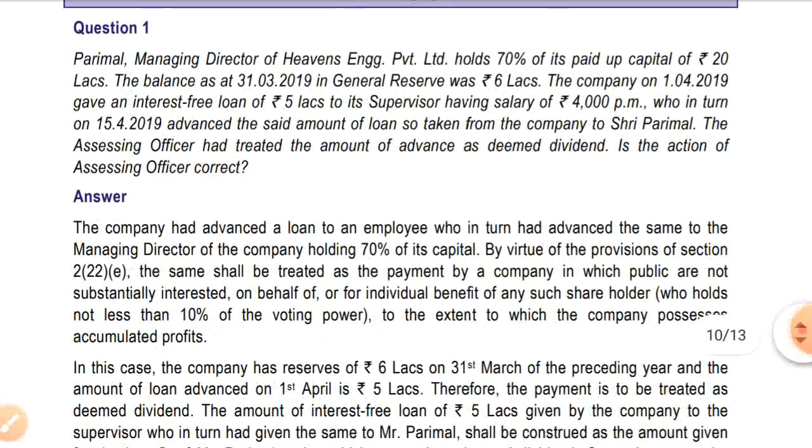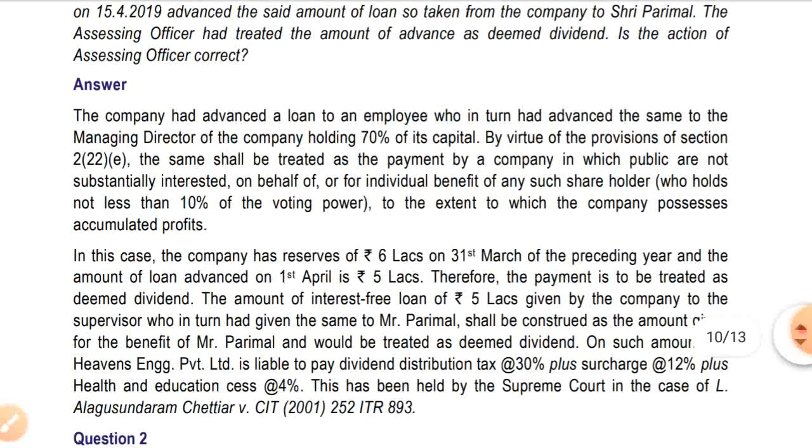In this case, the company has reserves of rupees 6 lakhs on 31st March of the preceding year, and the amount of loan advanced on 1st April is rupees 5 lakhs. Therefore, the payment is to be treated as deemed dividend. The amount of interest-free loan of rupees 5 lakhs given by the company to the supervisor, who in turn had given the same to Mr. Parimal, shall be constituted as amount given for the benefit of Mr. Parimal and would be treated as deemed dividend.